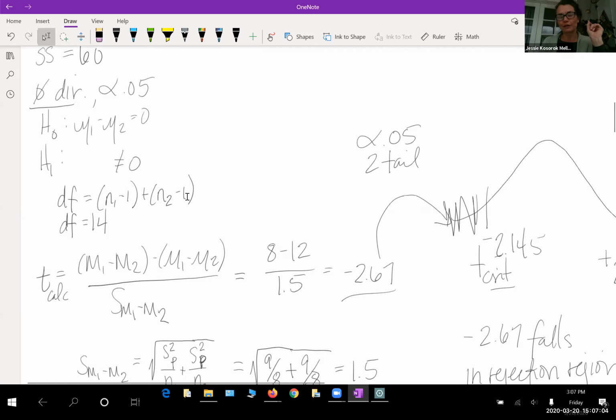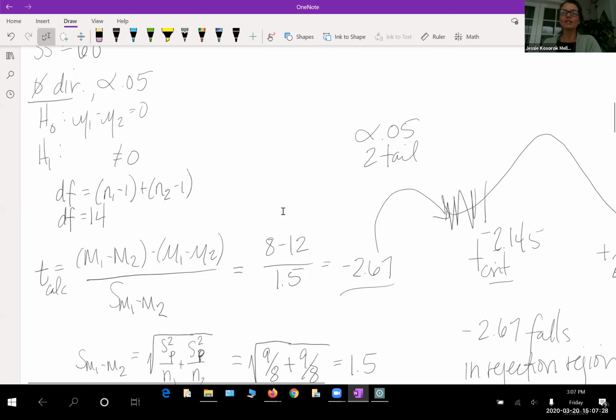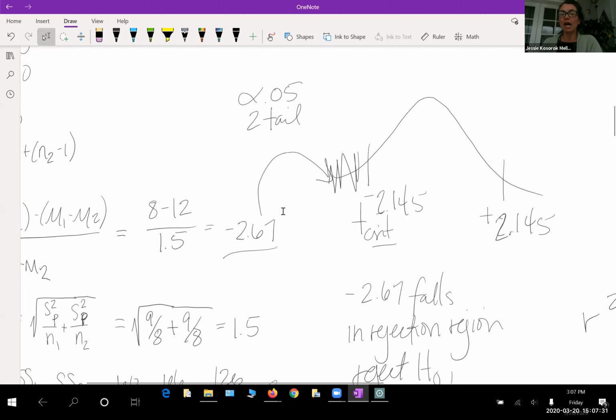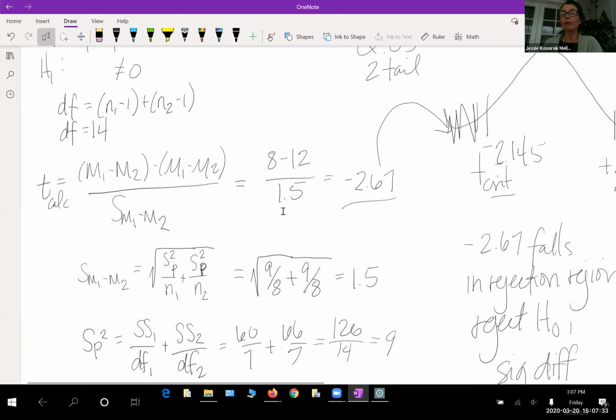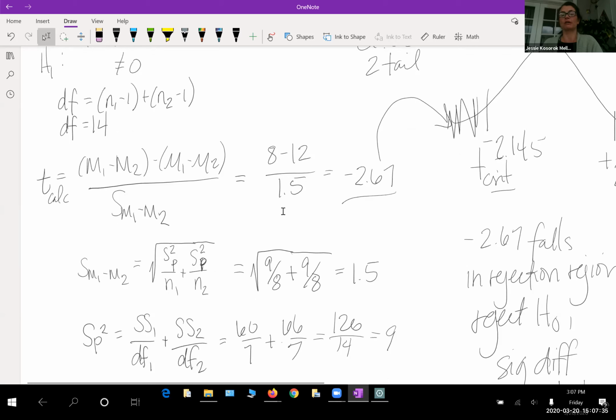We also have to know our degrees of freedom. So remember, in an independent t-test, because you have 2 independent groups, you have a more complicated degrees of freedom: n1 minus 1 plus n2 minus 1. So our degrees of freedom here, we had 8 in each group, right? So 8 minus 1 plus 8 minus 1 is 7 plus 7, or 14. That's our degrees of freedom.